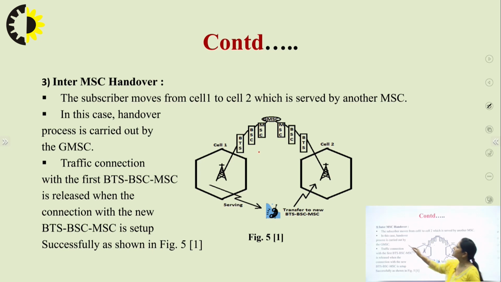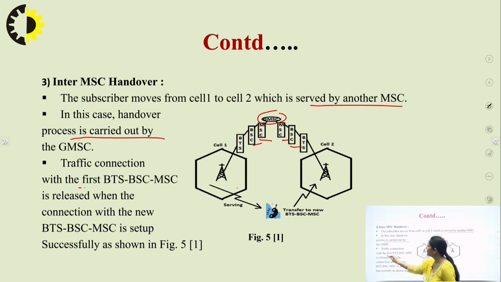Now the fourth one, that is inter-MSC handover. You can see two different cells are there, two different BSCs are there, as well as two different MSCs. So this is controlled by the GMSC. The subscriber moves from cell 1 to cell 2, which is served by another MSC. In this case, the process is carried out by the GMSC. Traffic connection with the first BTS, BSC, MSC is released only when the connection with the new BTS, BSC, MSC has been successfully set up. Only then the handover will take place.